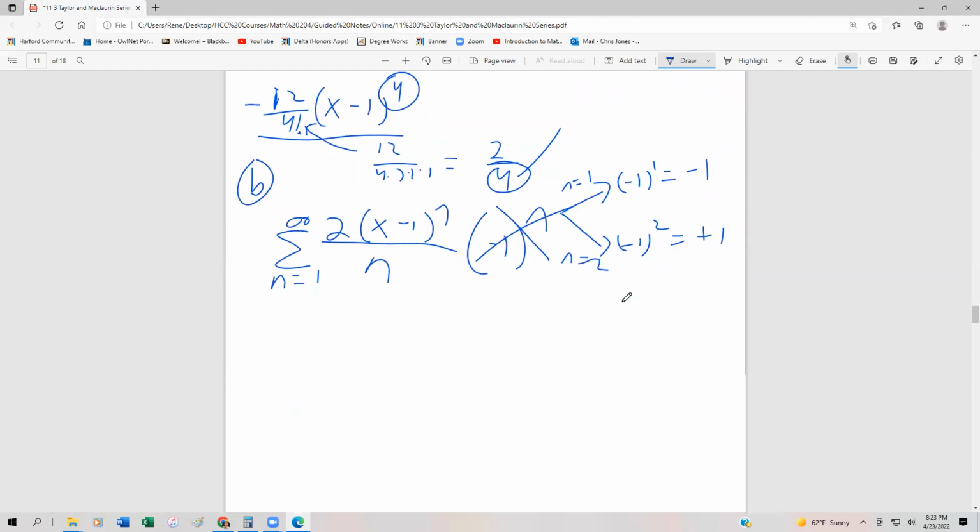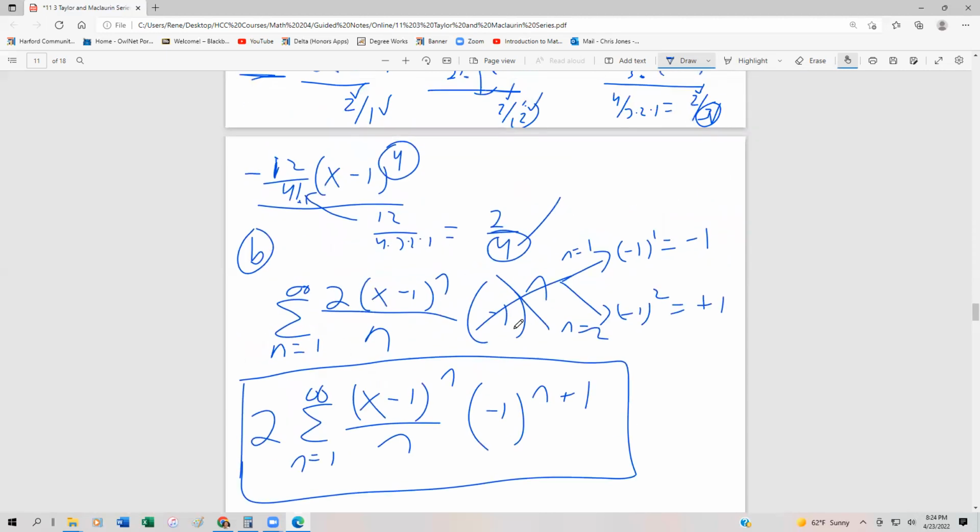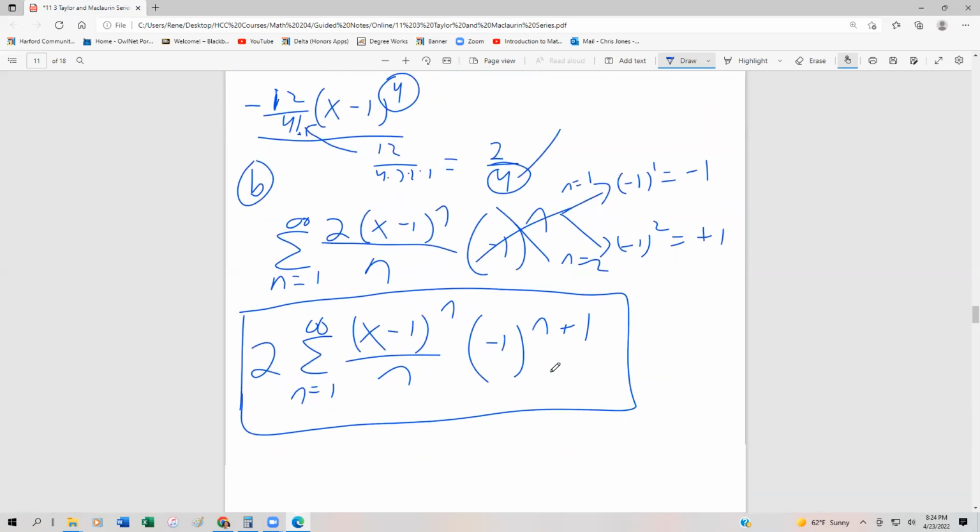So if it's not minus 1 to the n, I'm going to factor the 2 out. So we have 2 series n equals 1 to infinity, x minus 1 to the n divided by n. And we're going to make this minus 1 to the n plus 1. So it's either n or n plus 1 for your exponent. That's the way to check which of the alternating factors you're going to use. Just start at the lowest bound of your index and just substitute in.